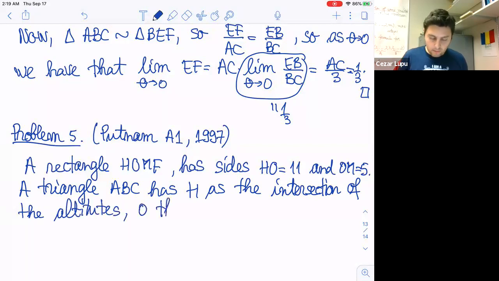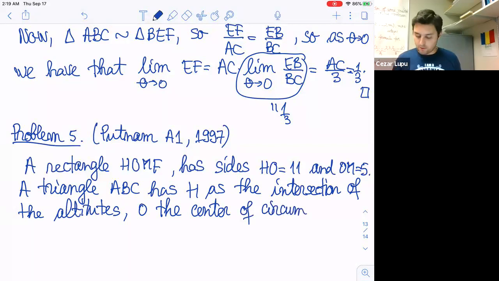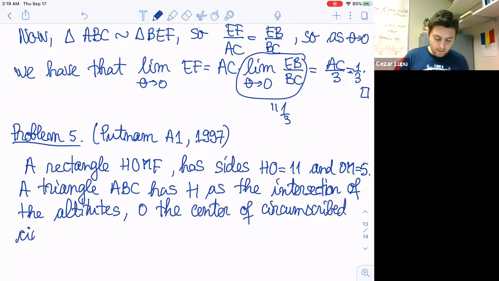O is the center of the circumscribed circle. Again, this is another big information.